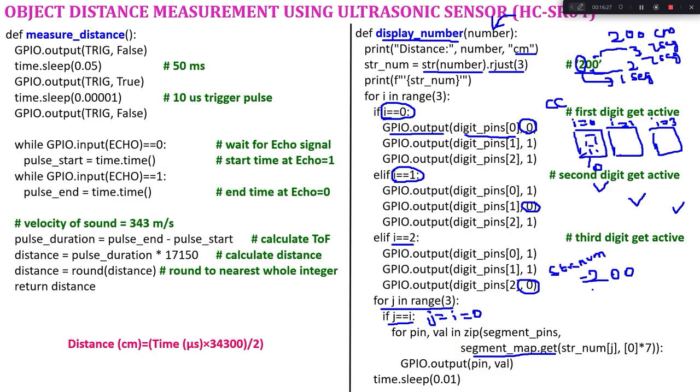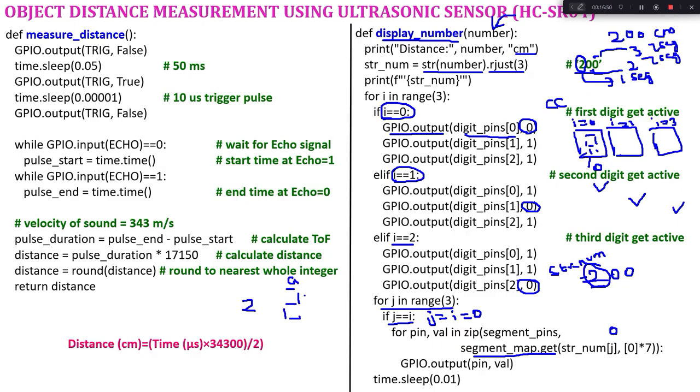So what I have to do, I have to take this 2, okay, so here str_num of 0. So 0 means first digit, right? So 2. So I am going to take the segment map. So what is the segment map? So segment map, we have already said that it depends upon 2. 2 means I have to get these segments to be active.